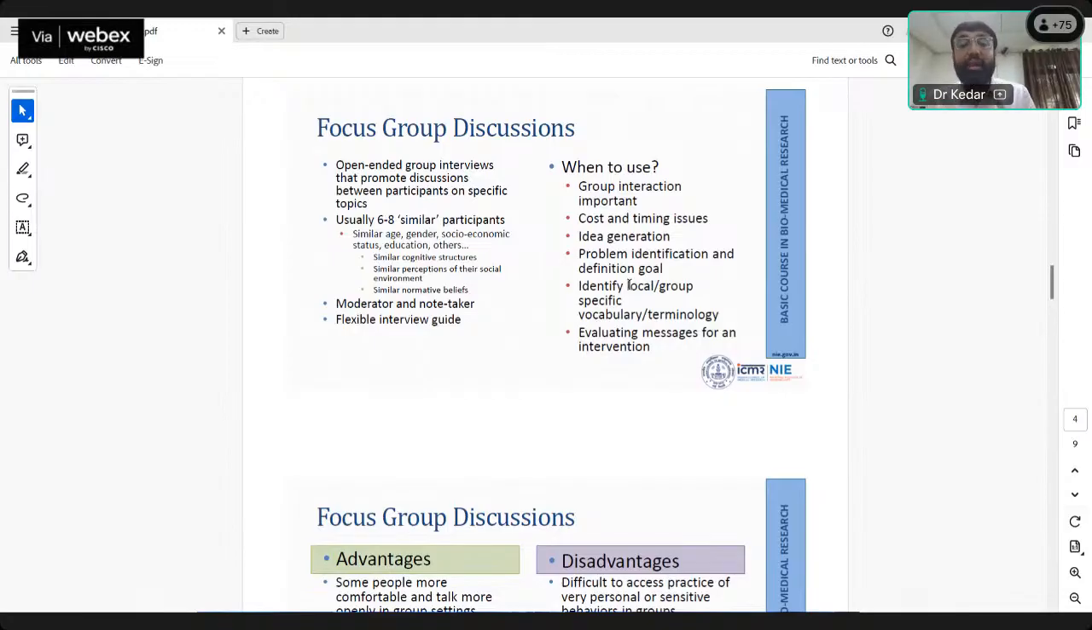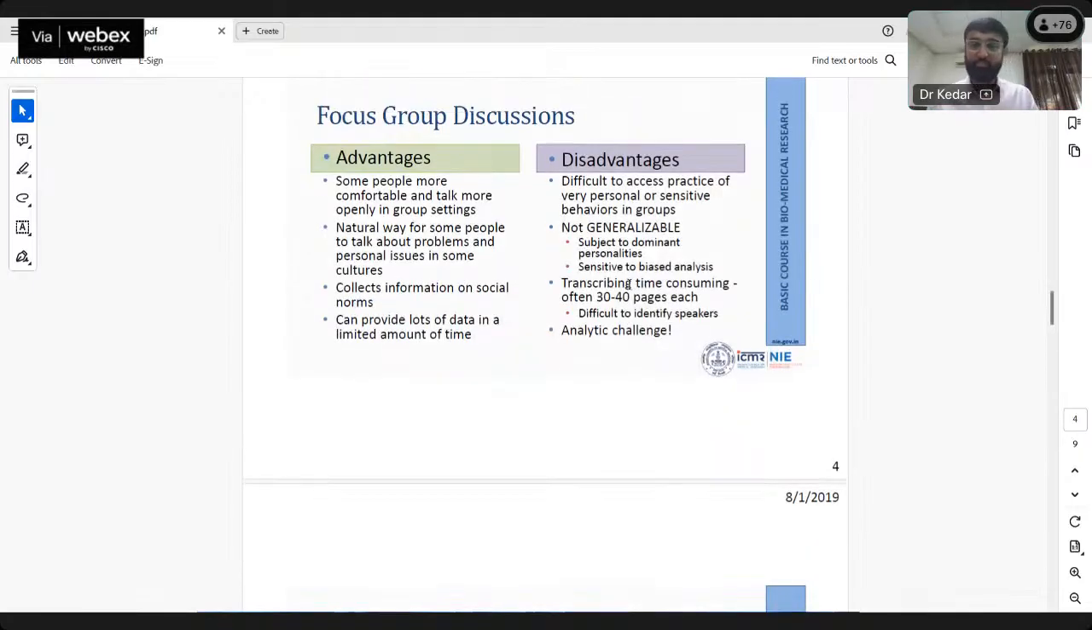When to use? When group interaction is important, when we find out to generate certain idea in a community, or to identify certain local group or specific vocabulary or terminology, evaluating messages for an intervention. And when there is cost and time issue, when we are not able to do in-depth interview of every individual, at that time, FGD could be a better option. What are the advantages? Some people feel more comfortable and talk more openly in group settings, rather than in-depth interview, and can provide a lot of data in limited time.